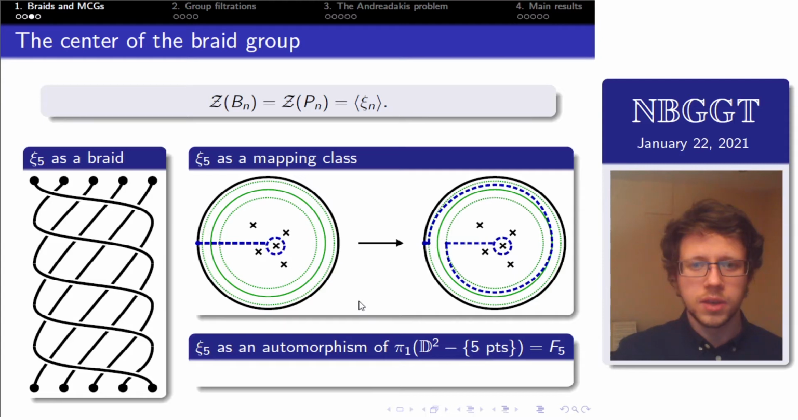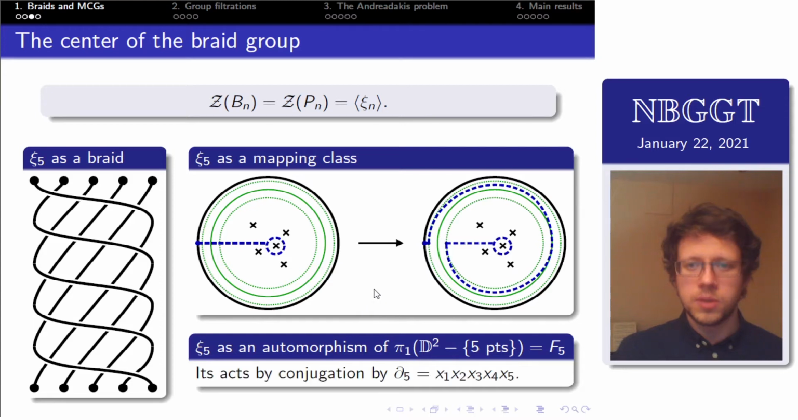So yes, you choose the names of the generators just so that this should be true, that this product of the generators corresponds to this element in this fundamental group. And so our automorphism here is conjugation by this element, this boundary element.